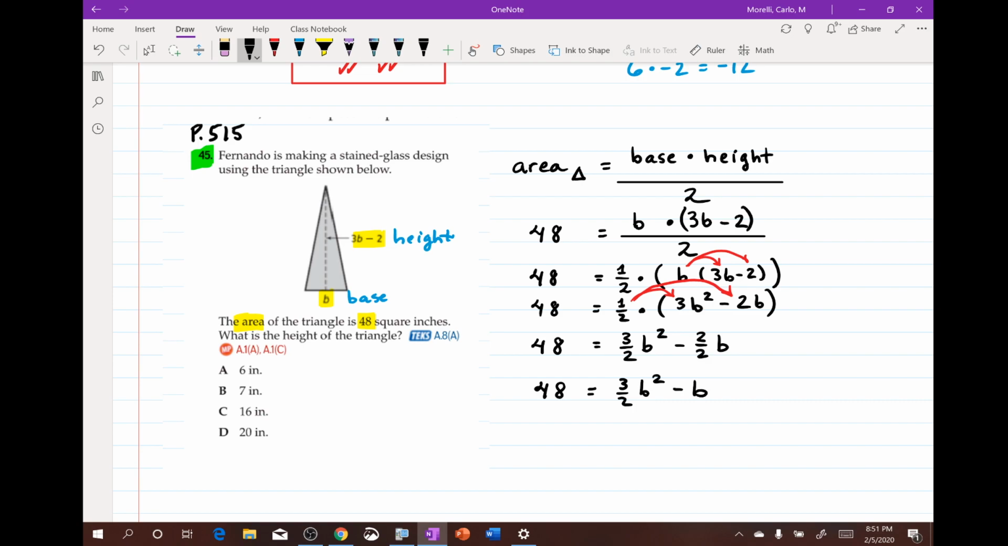Now, this is starting to look like a quadratic. You see? It's not in standard form, though. We need to move this guy over to this side. We want 0 to be here. The way we're going to do that is by subtracting 48 from both sides. Minus 48 on both sides. So now I've got 0 equals 3 over 2 b squared minus b minus 48.